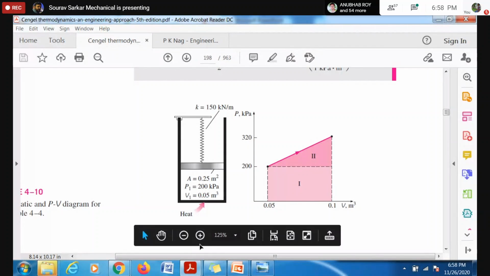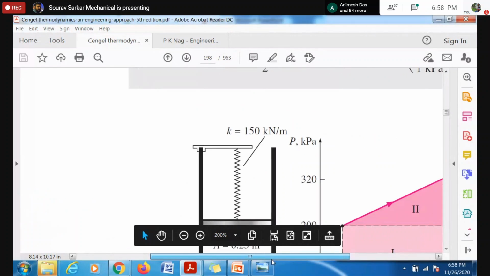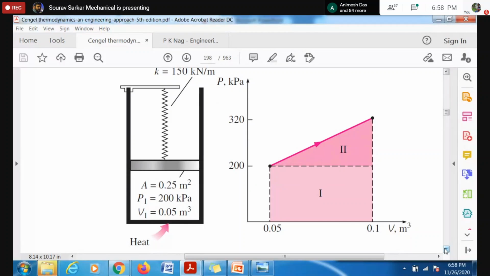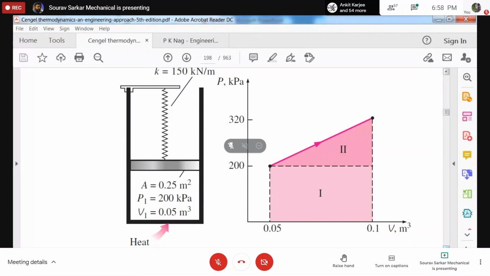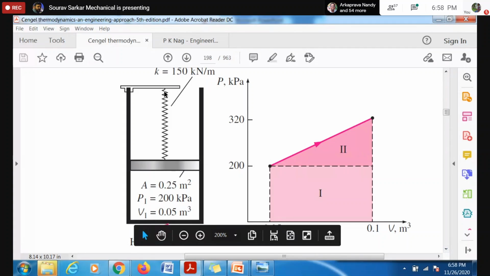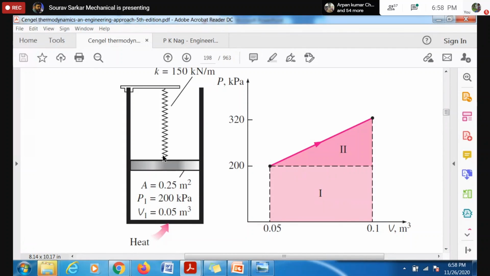Is it visible? It will expand. The gas will expand. Is that right? Because you are putting more kinetic energy. As you are giving more kinetic energy, the gas will expand. But there is a spring. So what will happen? It will try to oppose the expansion, but the gas will expand.